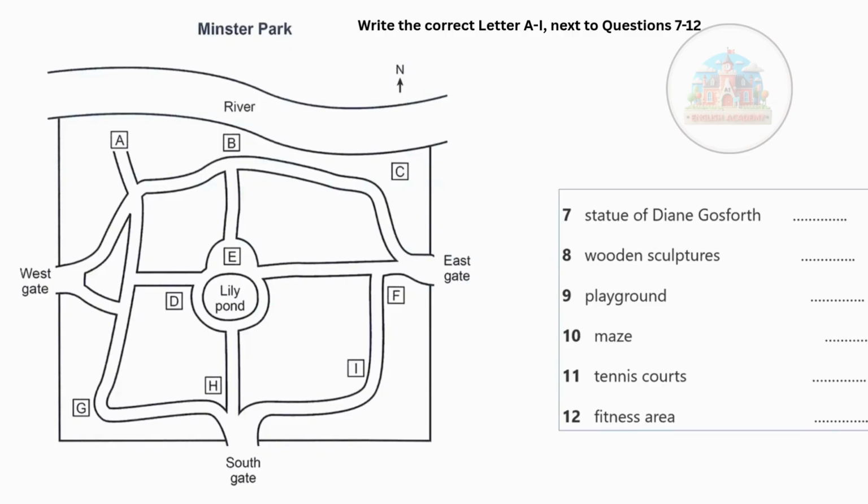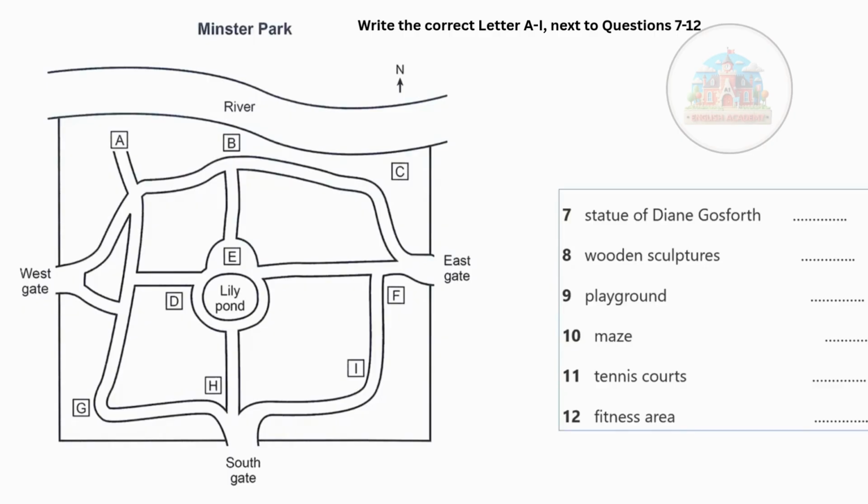OK, let me tell you about some of the changes that have been made and some things that have been retained. If you look at this map, you'll see the familiar outline of the park, with the river forming the northern boundary, and a gate in each of the other 3 walls.